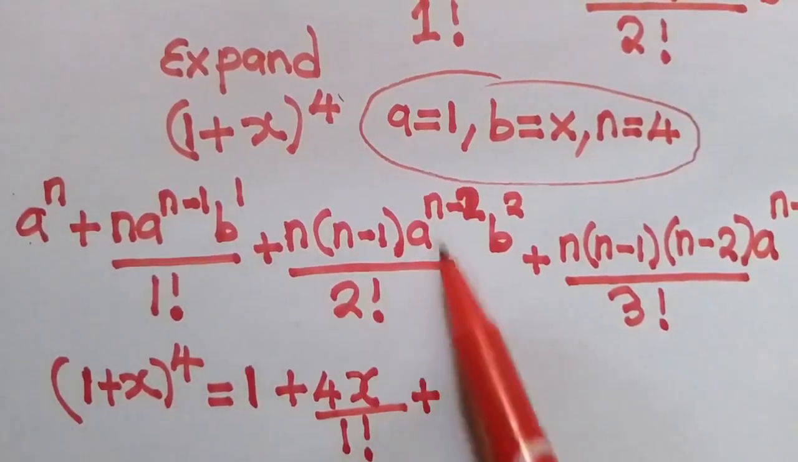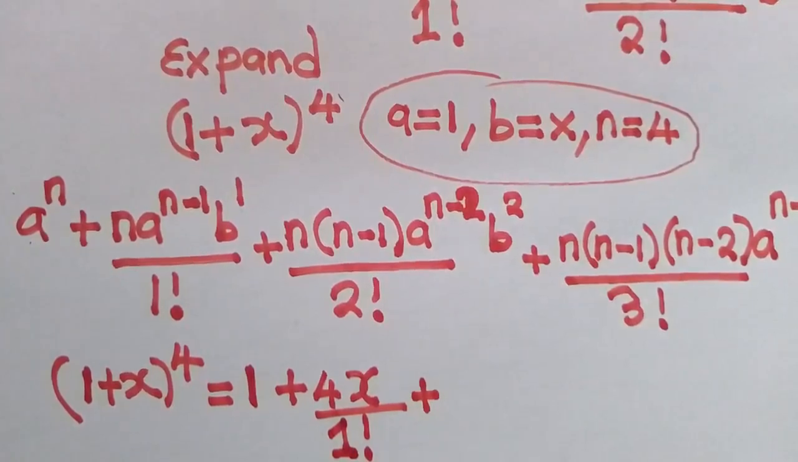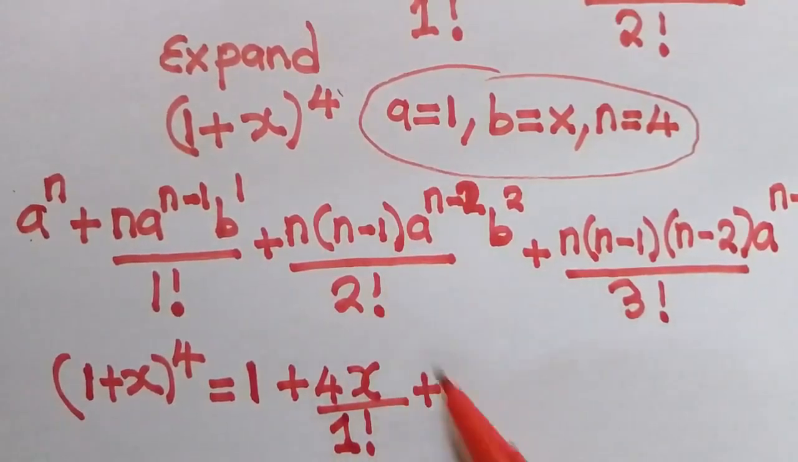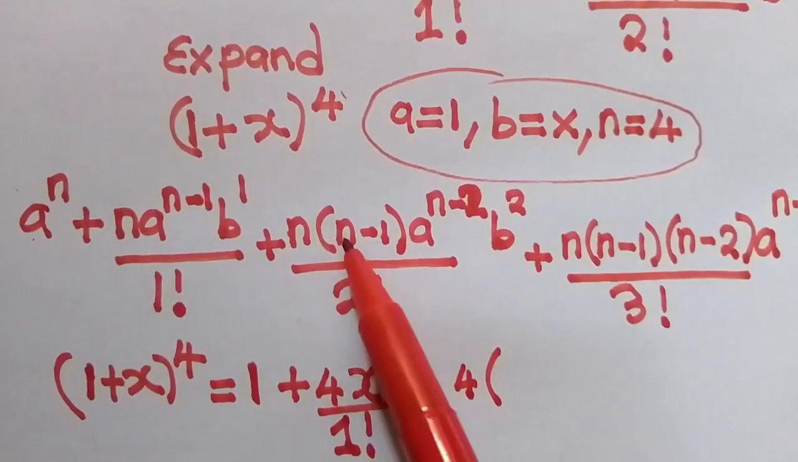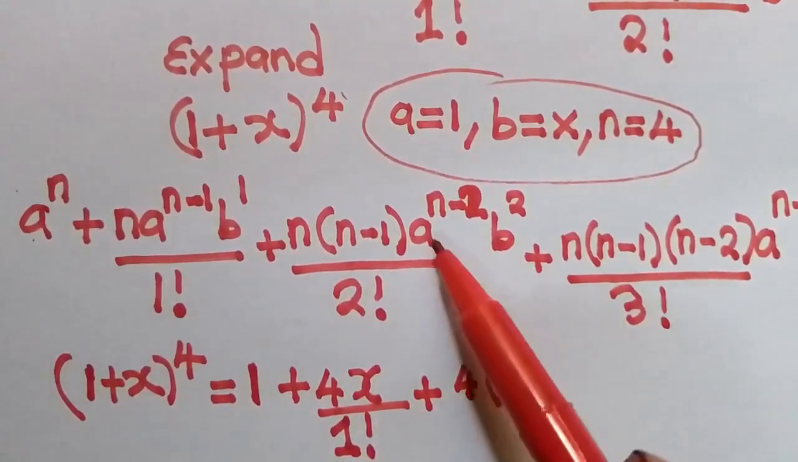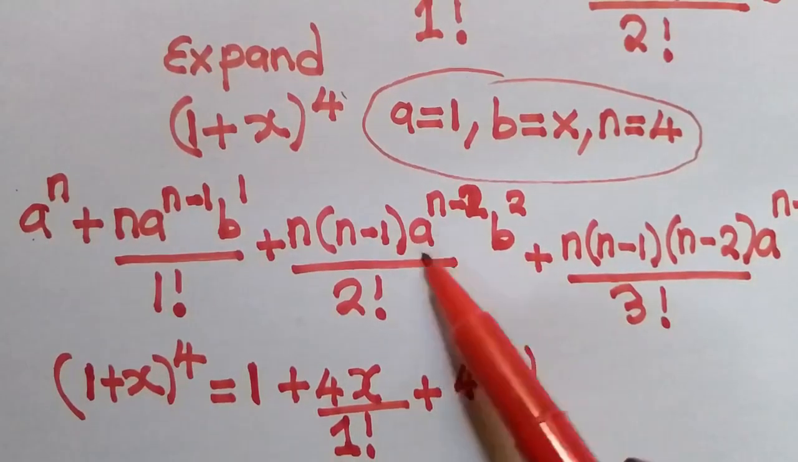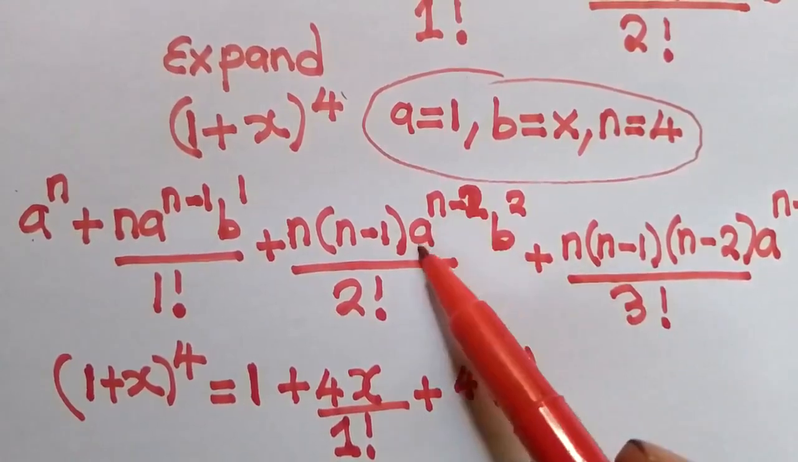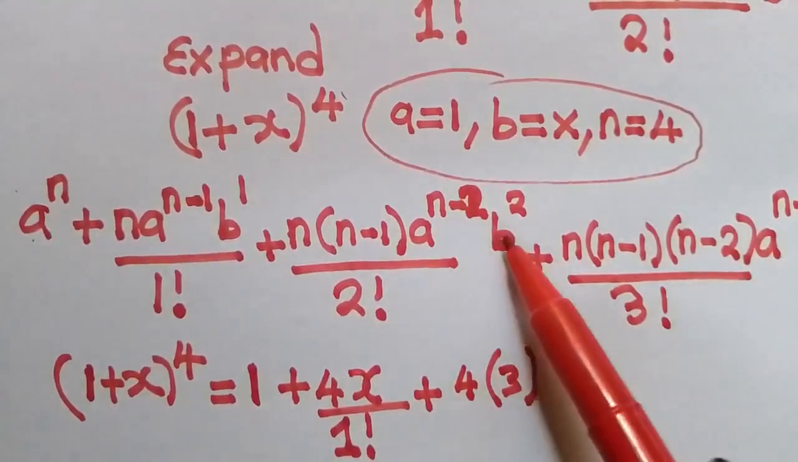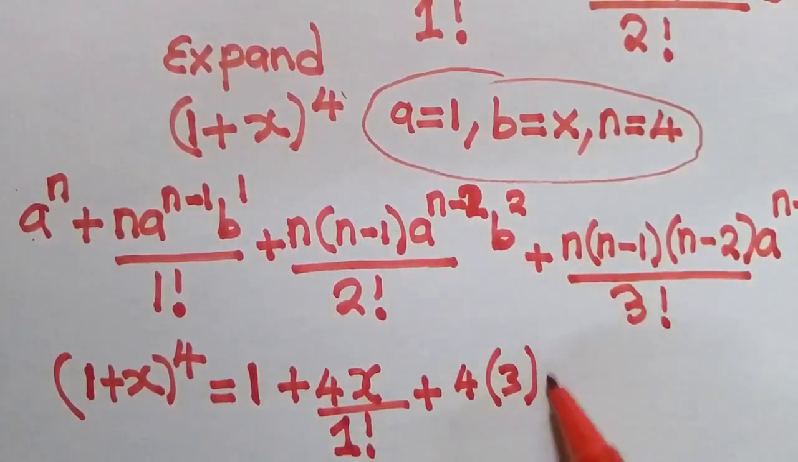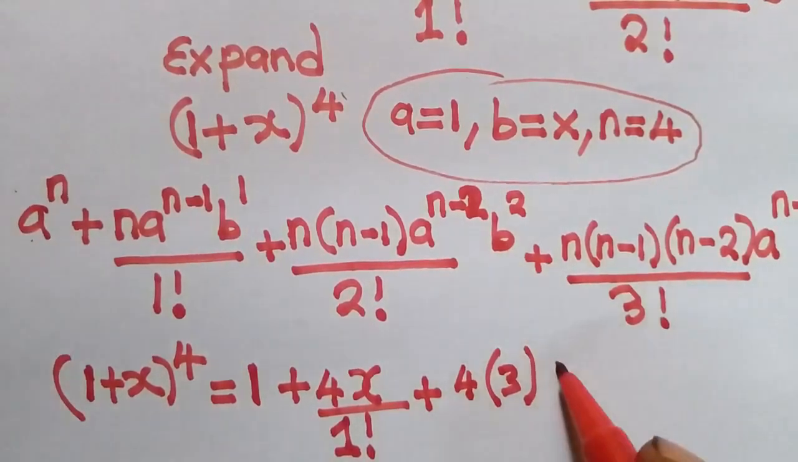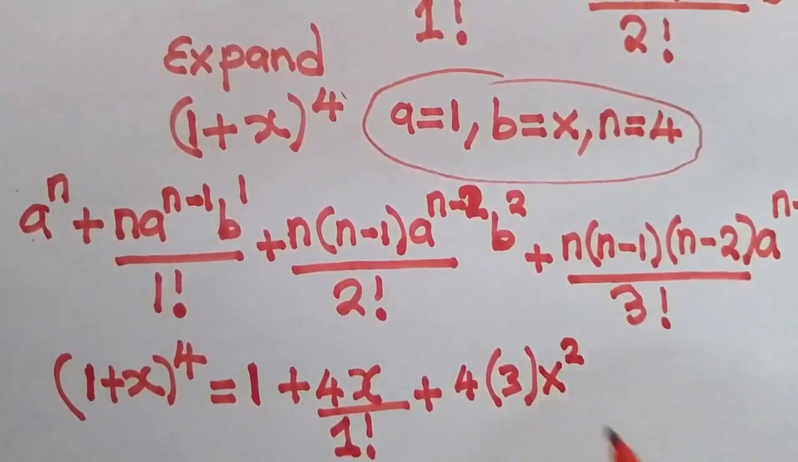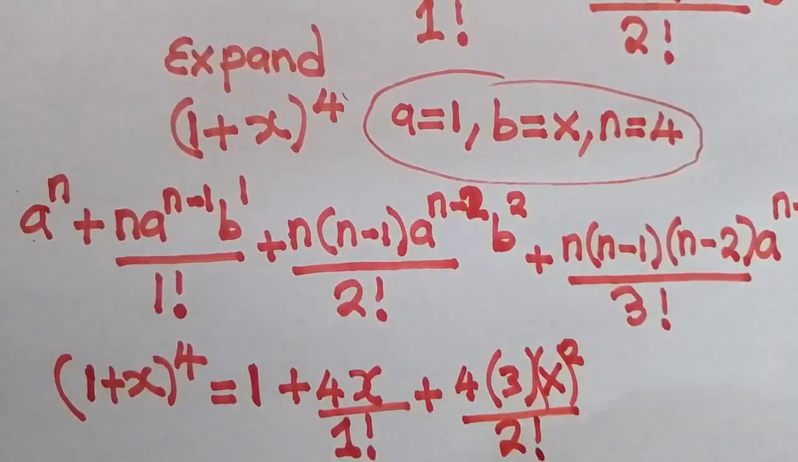I say plus. I move here. This is 1 factorial. So plus. Now n is 4, and 4 minus 1 is 3. So it is 4 times 3. A is 1; as long as it is a, I'm going to have 1, so my concentration will be on the b part. 1 to the power 2 is just 1. B there is x, to the power 2. So it is x to the power 2, over 2 factorial.